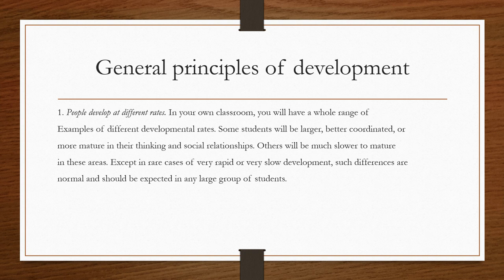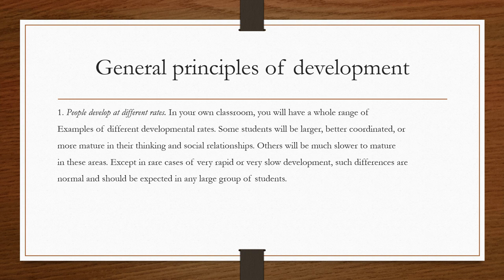General principles of development. People develop at different rates. In your own classroom, you'll have a whole range of examples of different developmental rates. Some students will be larger, better coordinated, or more mature in their thinking and social relationships. Others will be much slower to mature in these areas. Except in rare cases of very rapid or very slow development, such differences are normal and should be expected in any large group of students.